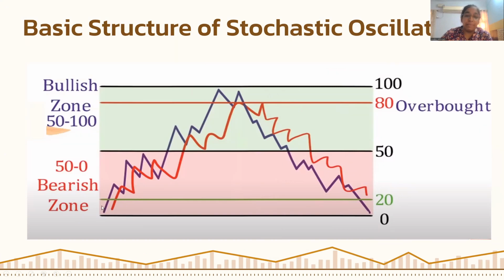The area between the levels of 0 to 50 is considered the bearish zone, and the area between 50 to 100 is considered the bullish zone. The bearish zone is indicated by a red color, whereas the bullish zone is indicated by a green color.